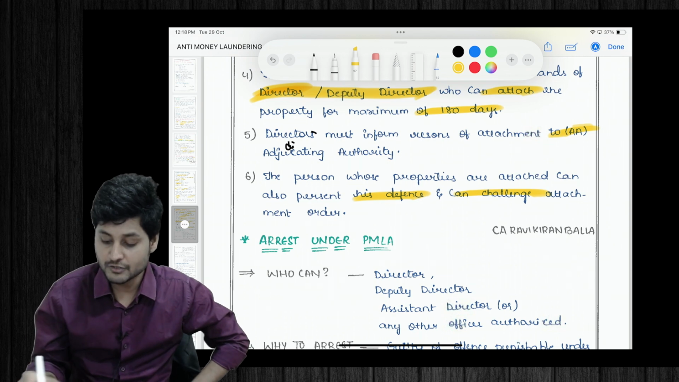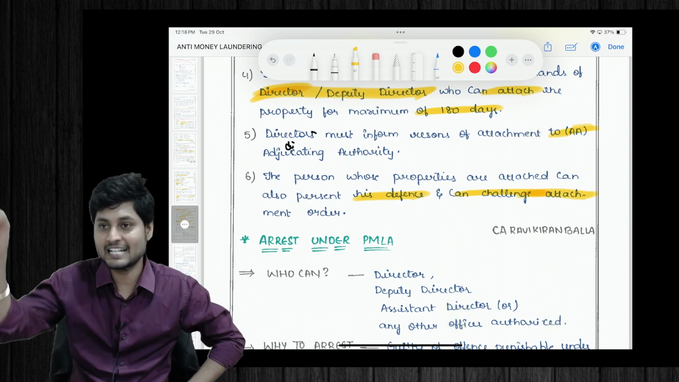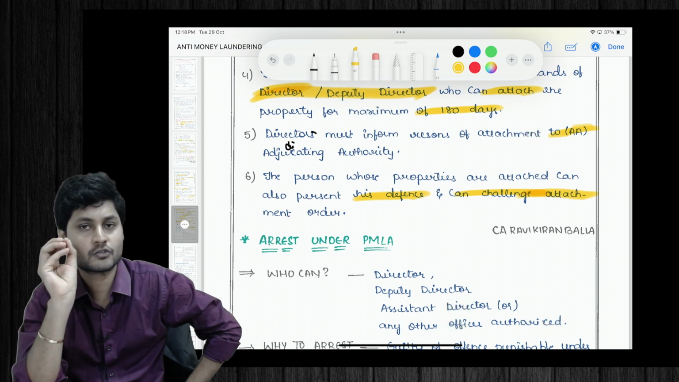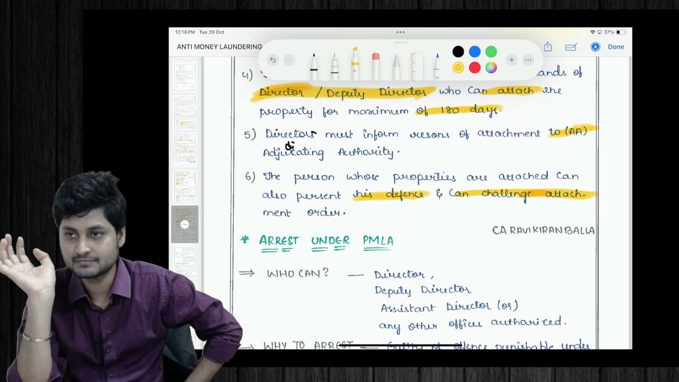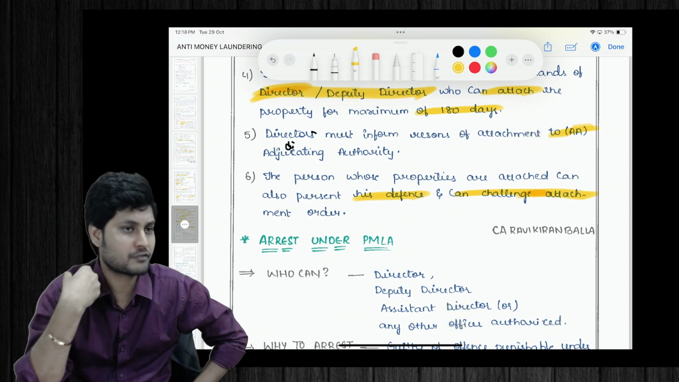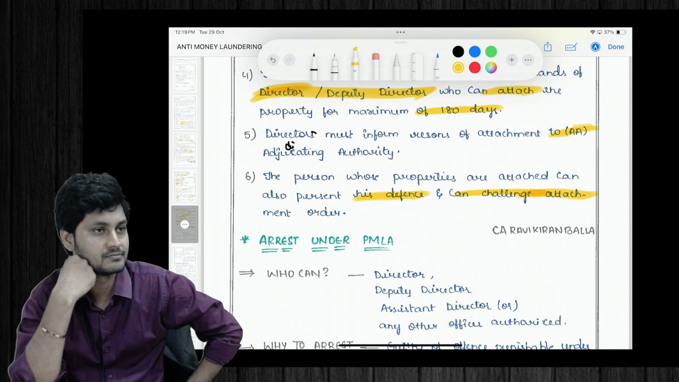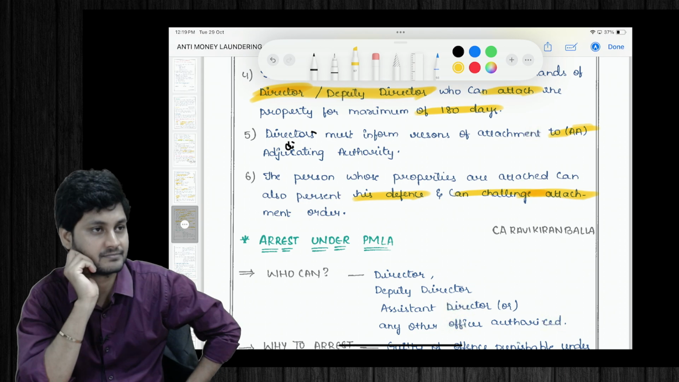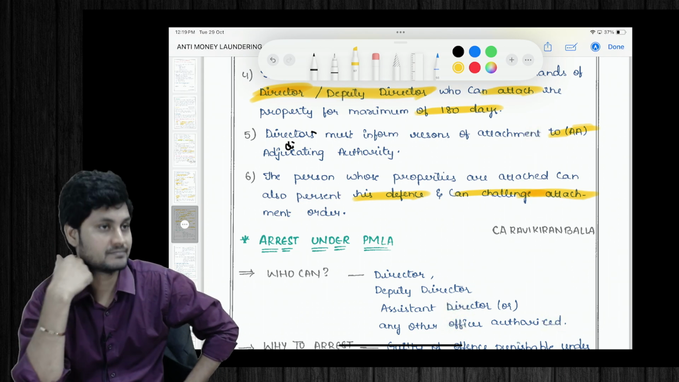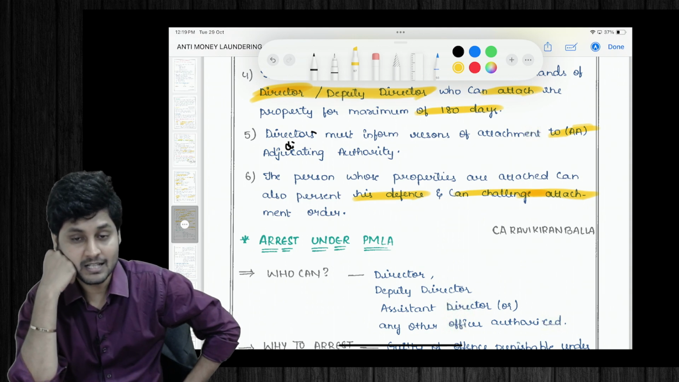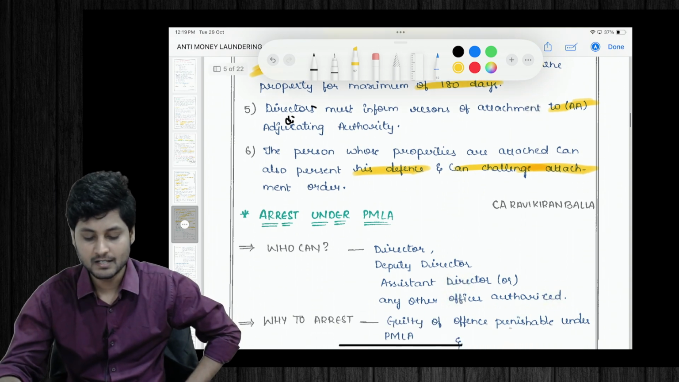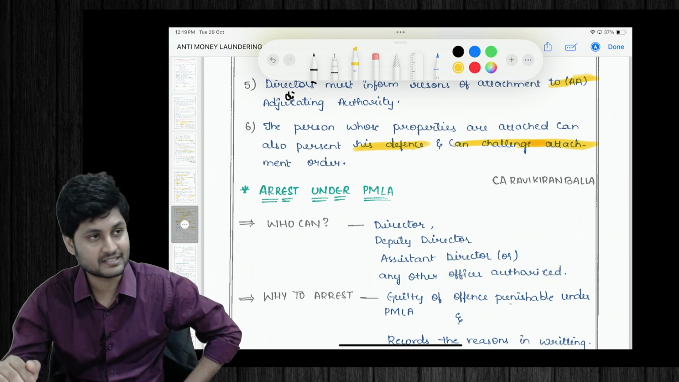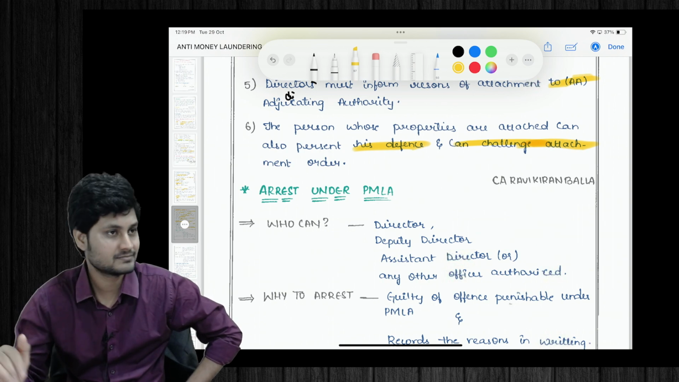I can say, బాబు నేను ఏం చేయలేదు, I have not done anything, and I can have that authority to defend, right? And I can also challenge the attachment. This attachment of my property, it is invalid. This is not to be done because there is no proper reason behind it. There is no proper evidence that I committed that fraud or crime. So it is not possible for the department to come and attach my property, and I can go against them. So this is last point, 6th point. The person whose properties are attached can also present his defense and can challenge attachment order.